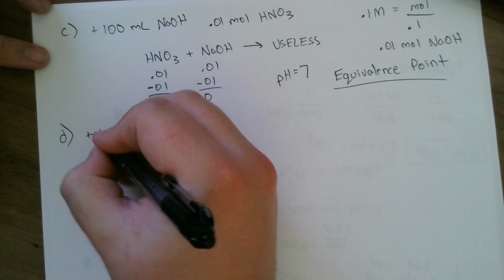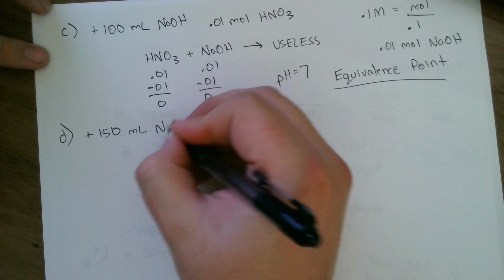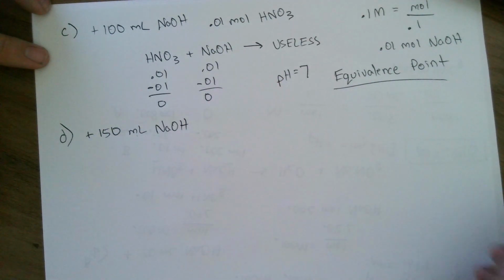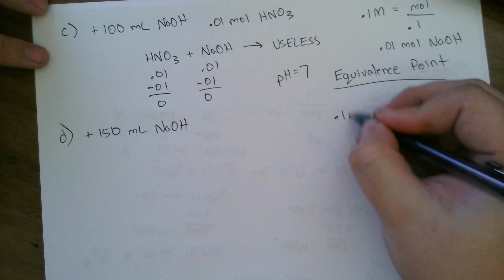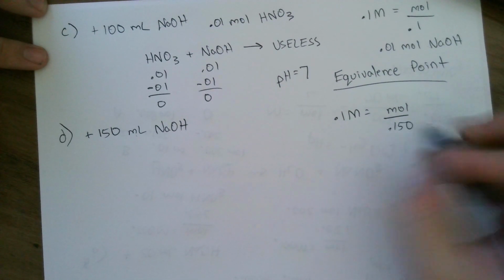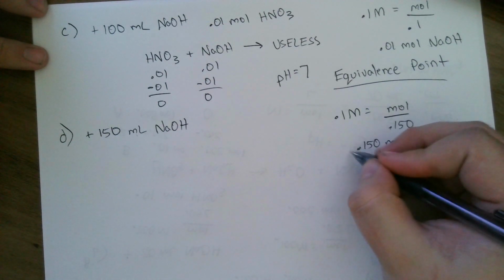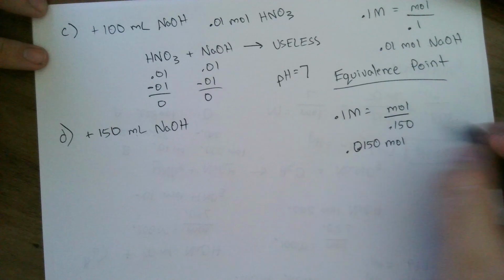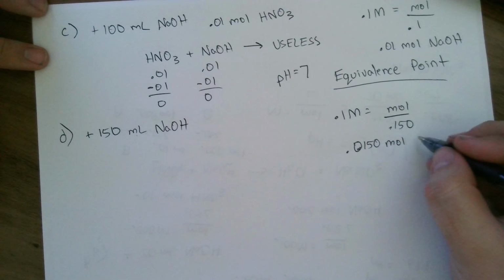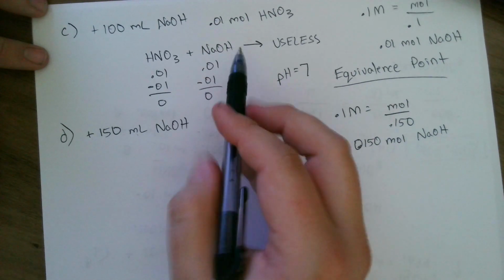But what if I add even more NaOH? 150 milliliters. Which, if I do that molarity, I now have 0.15 moles. I left off a 0, but 0.015 moles. Which means I actually have more NaOH now than I do HNO3.